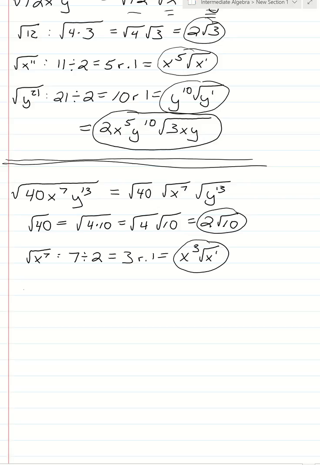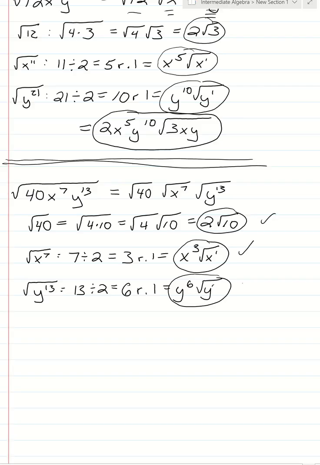For our third part, we are taking the square root of y to the 13th power. And so now we take the 13 exponent, divide by the root index 2. 13 divided by 2 gives us a 6, remainder 1. And so our solution to that third part would become a y to the 6th and a leftover square root of y to the 1st. So now you're going to take your three solutions.